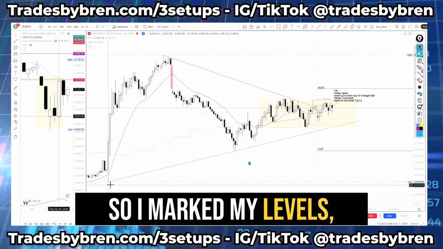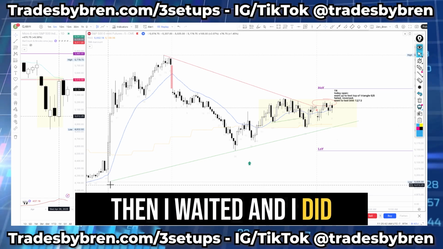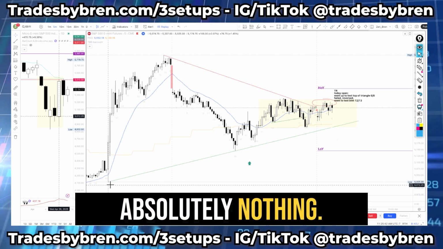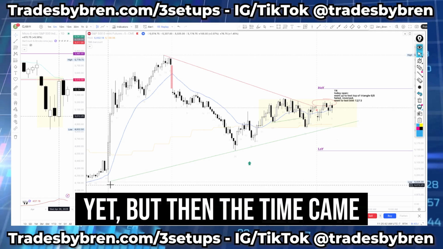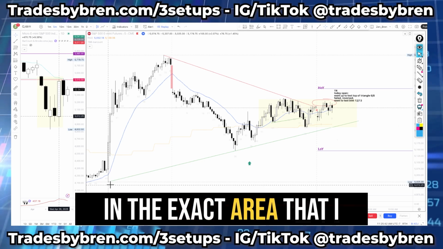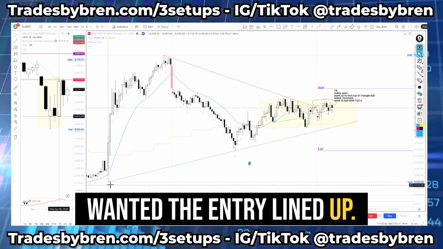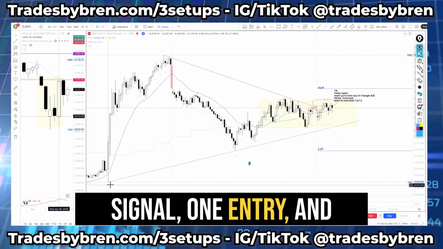So I marked my levels, drew these lines, then I waited and I did absolutely nothing. Why? Because it was not the time yet. But then the time came and we got a clean bounce in the exact area that I wanted. The entry lined up. I got the entry signal, one entry.